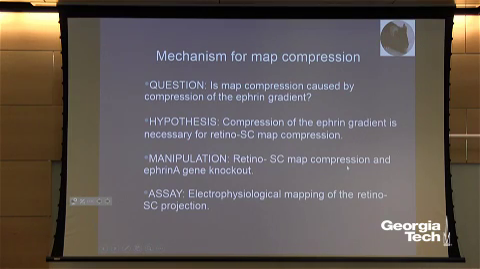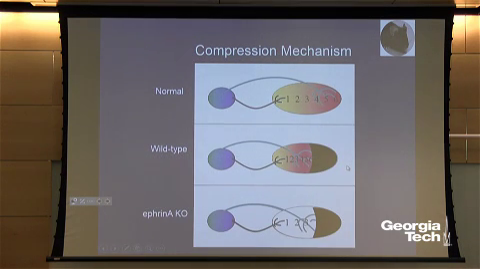Okay, so now we want to know whether those ephrins are causal for map compression. And so we have to knock them out. So if the change in ephrin expression is necessary for map compression, then if we knock out the ephrins, it should be impossible for the gradient to compress. So we worked in knockout animals. That's why there's a little mouse at the top there now. And we did the same electrophysiology experiment.